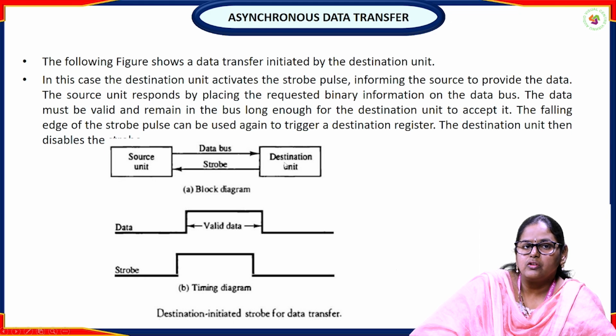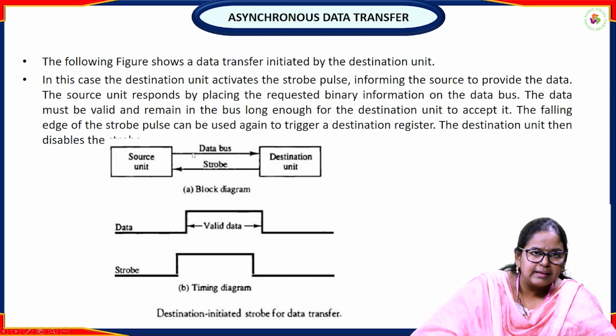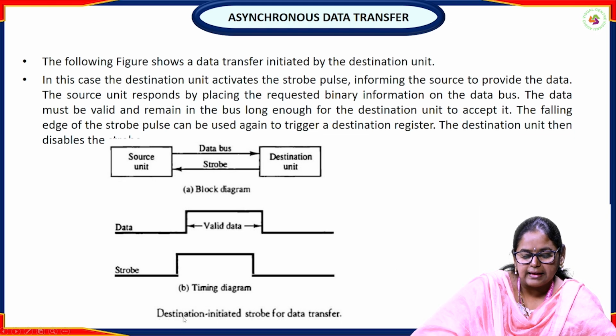After that, as the destination unit had enabled the strobe pulse, the third operation that happens here is that the destination unit disables the strobe pulse, and the fourth operation is that the source removes the valid data from the data bus. So as we are specifically saying destination initiated strobe for the data transfer, the destination sends the strobe pulse, the source places valid data, then the destination unit disables the strobe, and the source removes the valid data from the data bus.